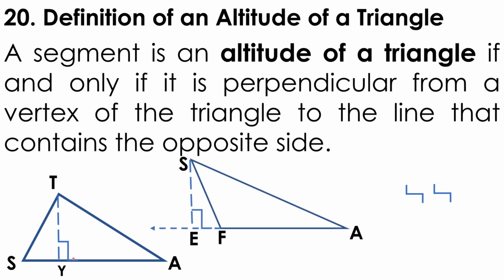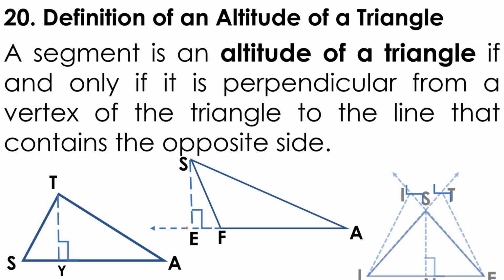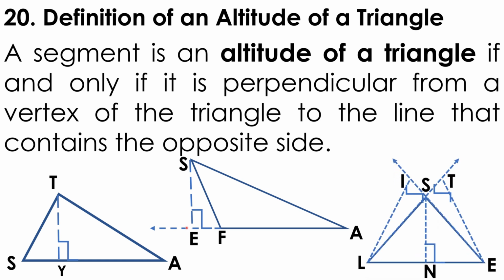Now let's have another figure. In triangle SAF, line segment SE is one of the three altitudes. Now let's have another one representing the three altitudes. In triangle LSE, line segment LI and segment SN and also the segment TE are the three altitudes.